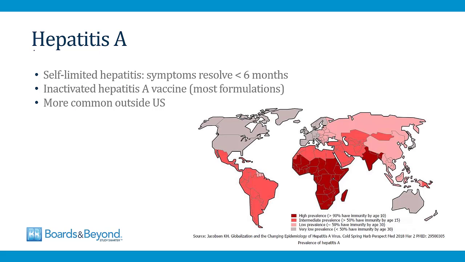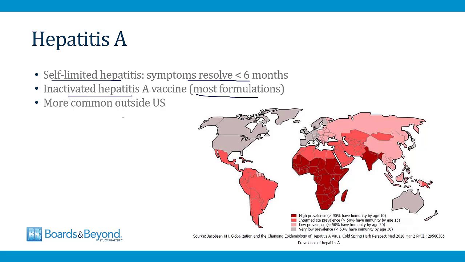The hepatitis A virus causes a self-limited hepatitis. Symptoms usually resolve in less than 6 months, and I talk about this in more detail in videos in the GI section. The hepatitis A vaccine, most formulations contain killed or inactivated hepatitis A viral particles.